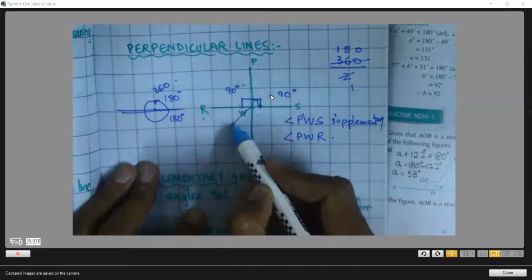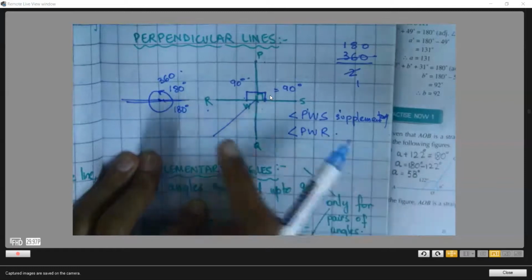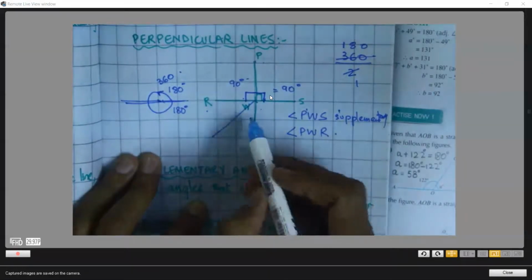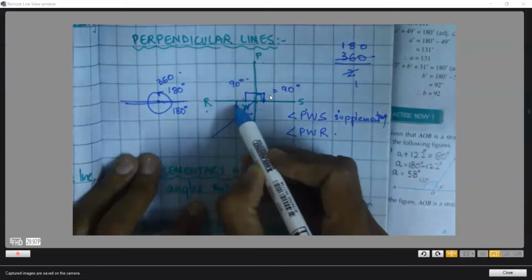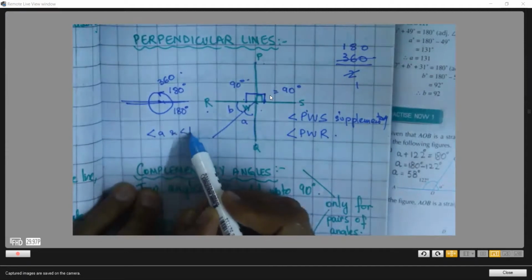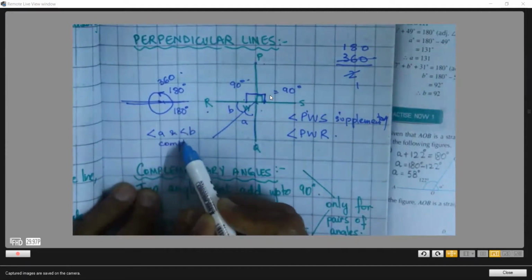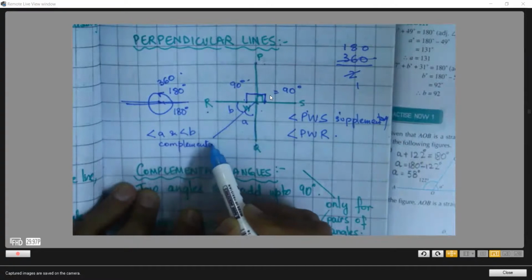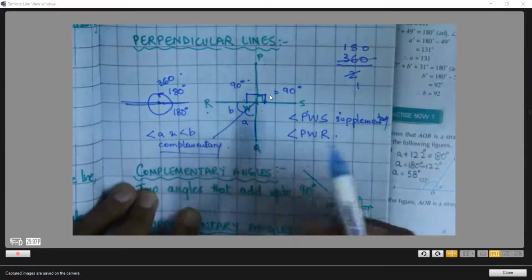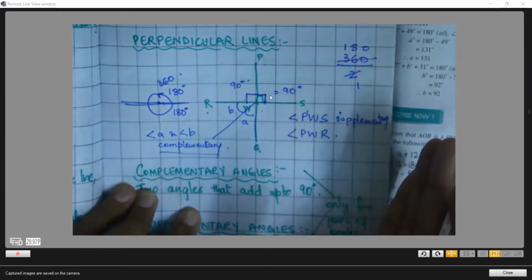Or if you divide this angle RWQ into 2, this is A and this is B, then angle A and angle B are complementary. They are complementary. Why? Because they are adding up to 90 degrees. Together, they will give you 90 degrees, right?